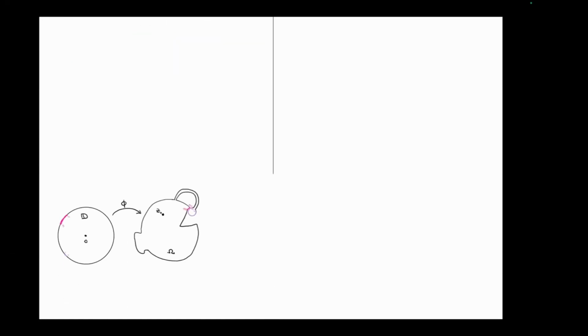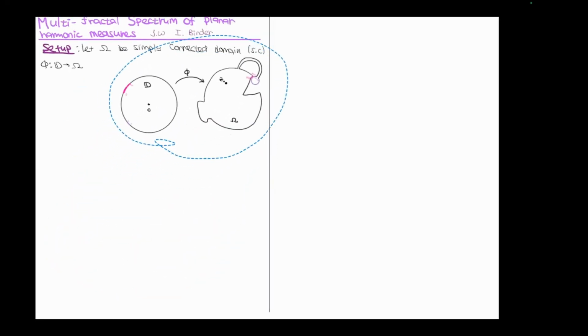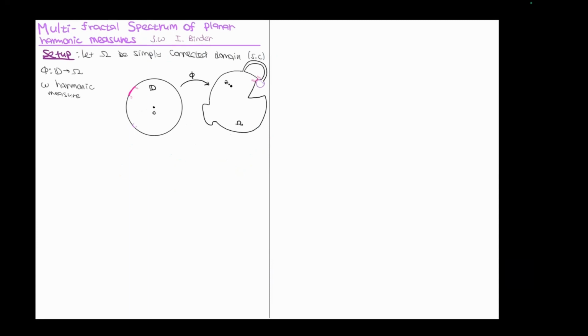So a good picture to keep in mind is something like this. I'm going to call it the anglerfish. On one hand, we have this map, and on the other hand, we can associate a harmonic measure to it. And I don't know if it's lucky for us or not so lucky for us, but there are several ways to view harmonic measures.